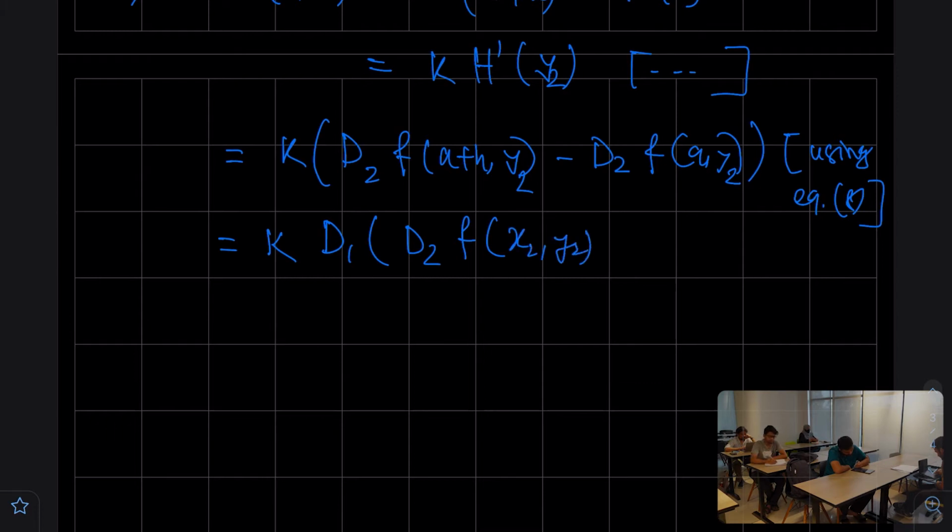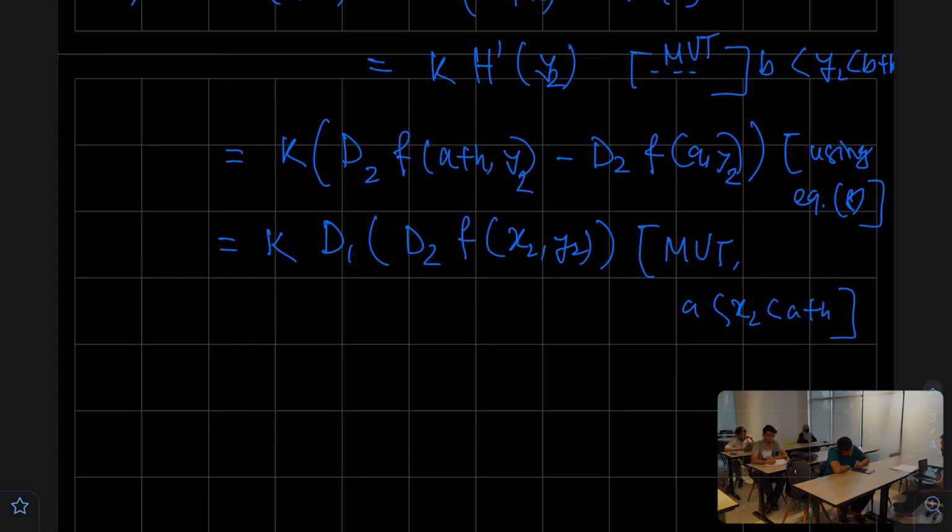These are by the mean value theorem, with y2 between b and b plus k, and x2 between a and a plus h. Fair enough. And I missed an h here. There should be an h here. This is coming from the mean value theorem, a plus h to a, so we have this h and we have this derivative corresponding to it.